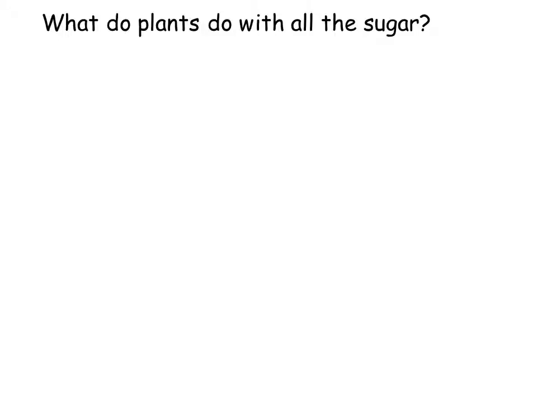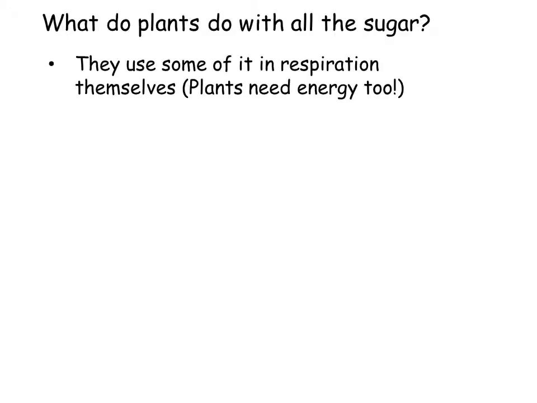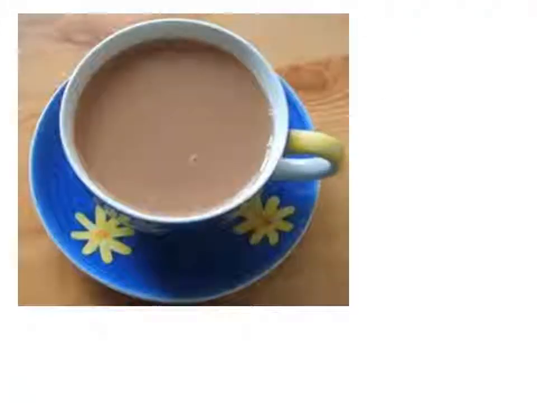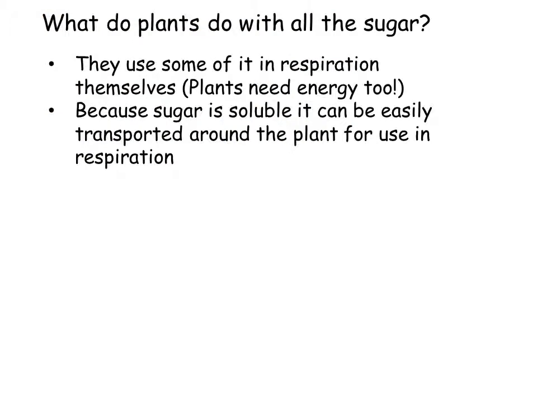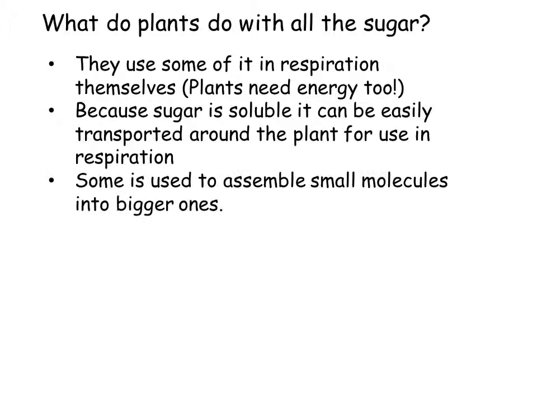So, what does a plant do with all that sugar it makes by photosynthesis? Well, some of it it's going to use in respiration. Just like us, it's going to need to release energy to stay alive as well. Now, because sugar is soluble, meaning it will dissolve in stuff like sugar dissolves into your tea, it will also dissolve into the water inside the plant. This means it can be easily transported around the plant for use in respiration by other parts of the plant.